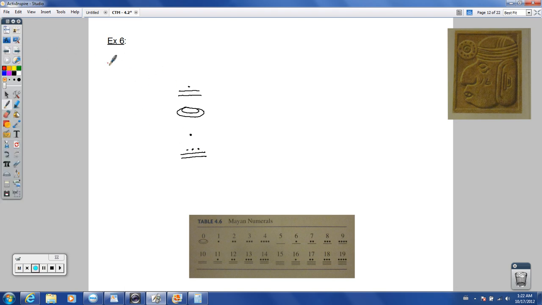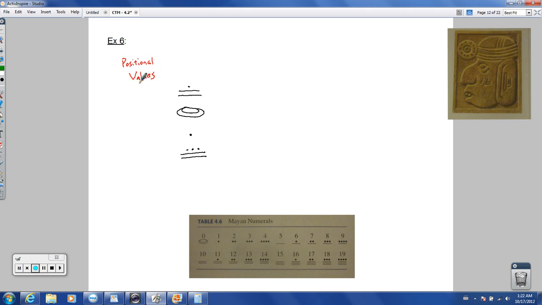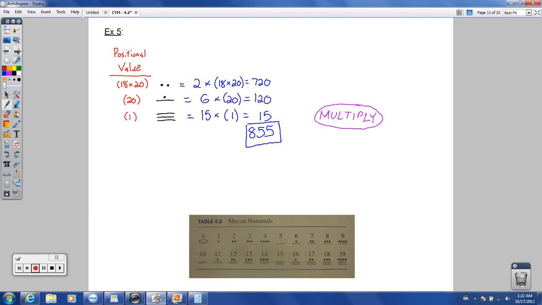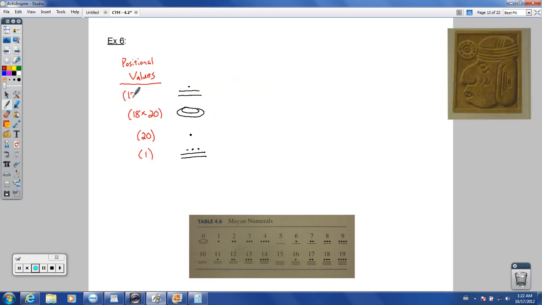So what's this going to look like? Well, this positional value, again, that's what I need to think of. This could be a column you leave out later when you're working on homework or classwork problems. But this is going to be the positional value of 1. This is still the 20. This is still 18 times 20. And what was that next one again? If you forgot, go back to this. 18 times 20 squared, then 20 cubed would continue like that from there. So this is 18 times 20 squared.